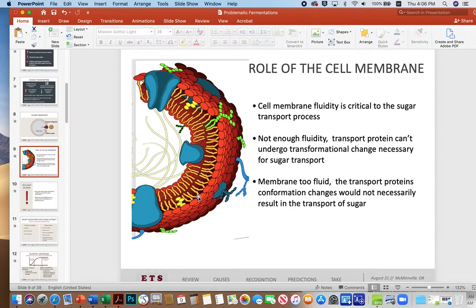The role of the cell membrane is integral, obviously, because cell membrane fluidity is critical for sugar transporting. If there's not enough fluidity, then transport doesn't take place, and that can happen if it's too cold, for example, and the membrane starts to solidify. And conversely, if the membrane's too fluid, and this often happens when it's too warm. It shouldn't surprise you when a fatty material like butter, for example, is put in the refrigerator or the freezer, it turns pretty hard. And obviously, if you leave it out on a hot summer day, it gets really loose.